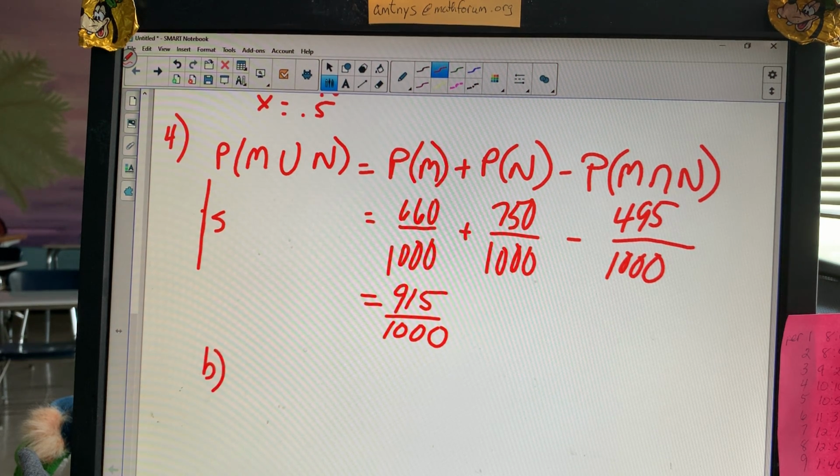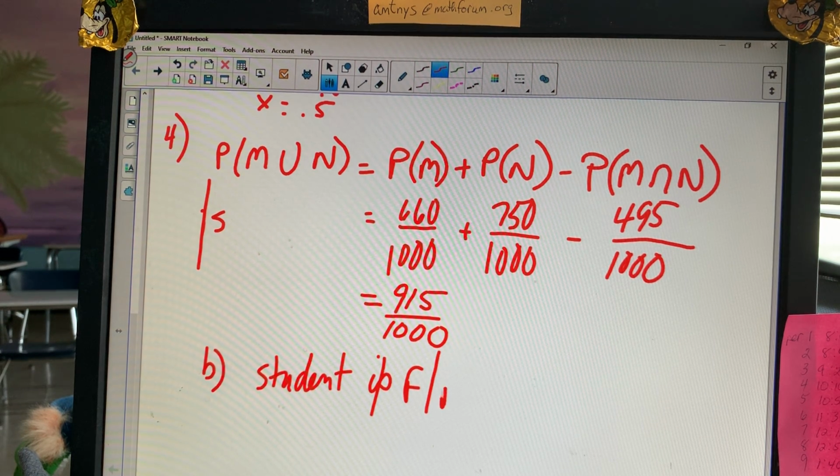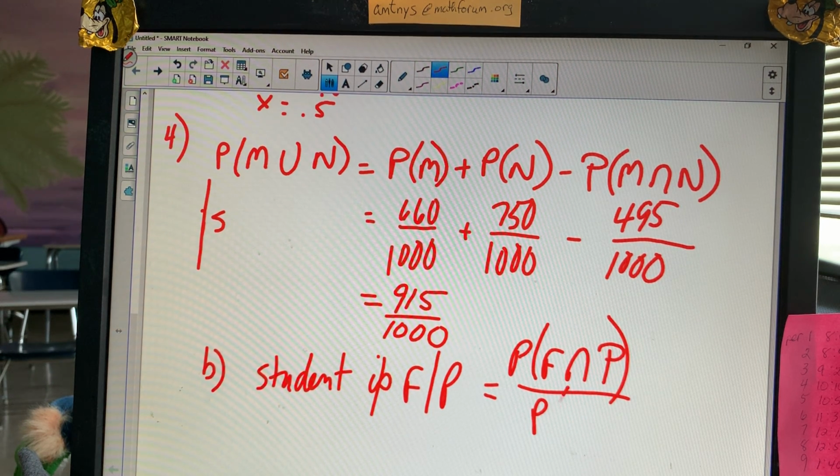For part B, probability that a student is, that's where we draw a line, female, given that she has participated in sports. That is going to be equal to females and participates over the probability that she participates, which is going to be: there are 85 females that participated, and there are 250 that participated in total.